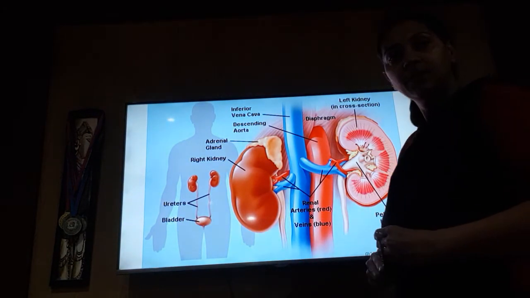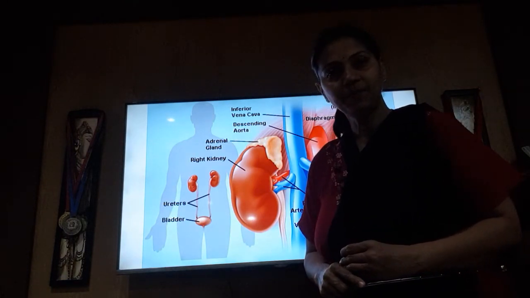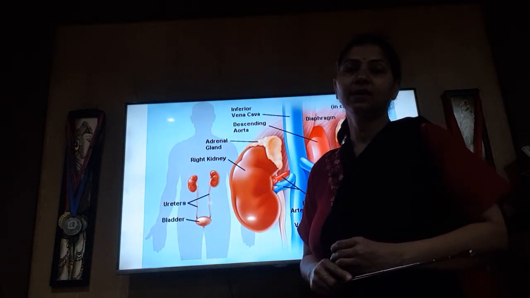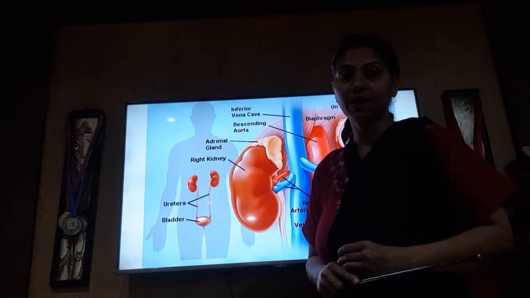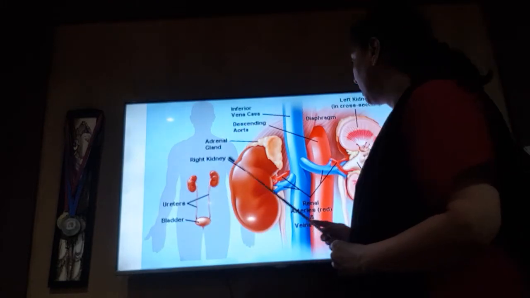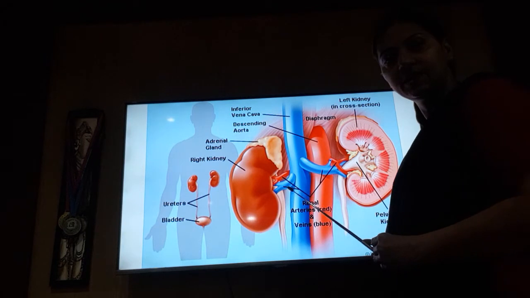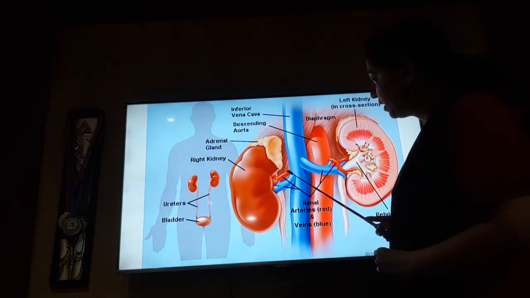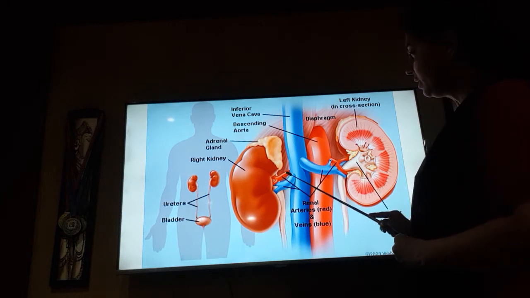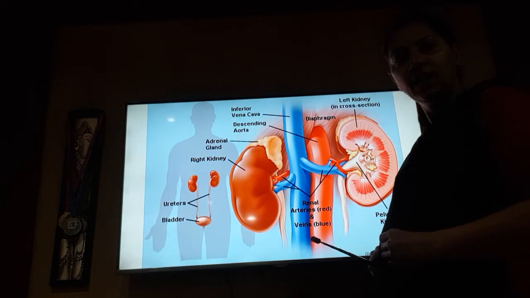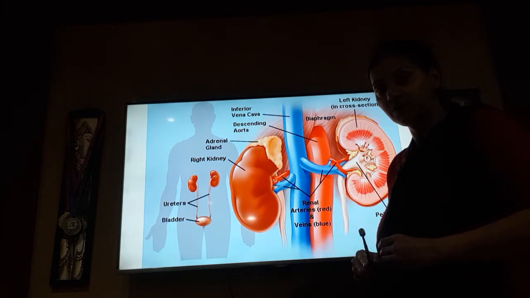Now, as in all organs, we should know the arterial supply, then the venous drainage, lymphatic drainage, nerve supply. It's very simple. You can see this abdominal aorta, isn't it? The abdominal aorta gives directly one artery called the renal artery, right and left renal artery, and it is drained by the renal vein. But the story is not so simple.